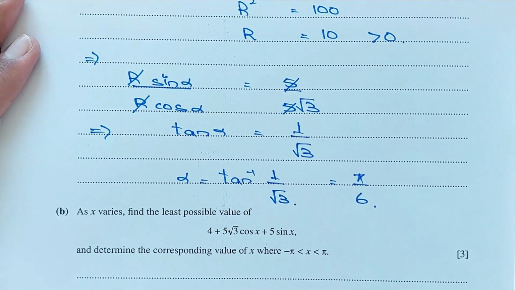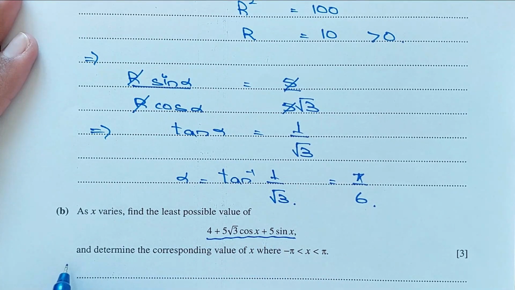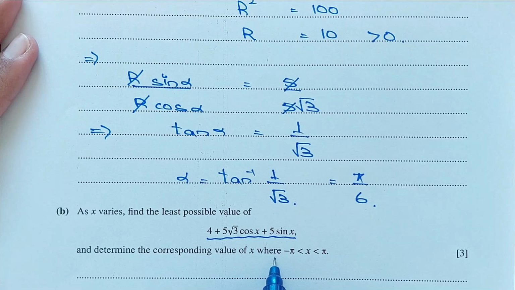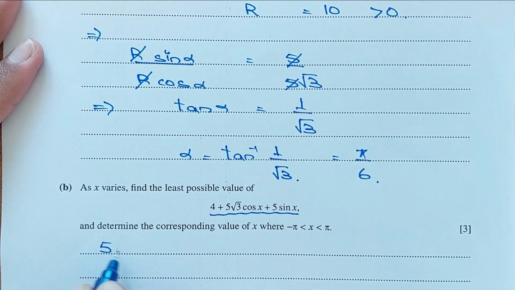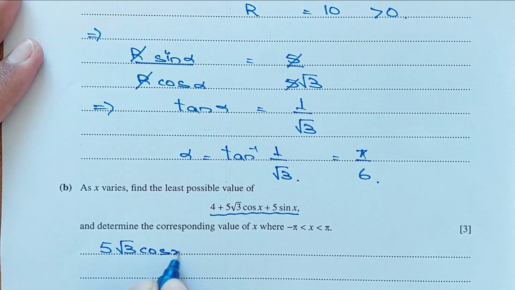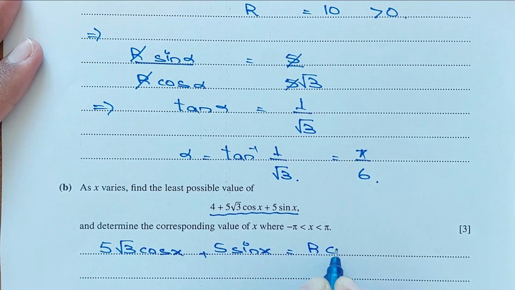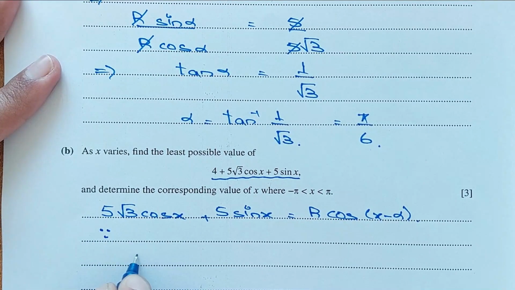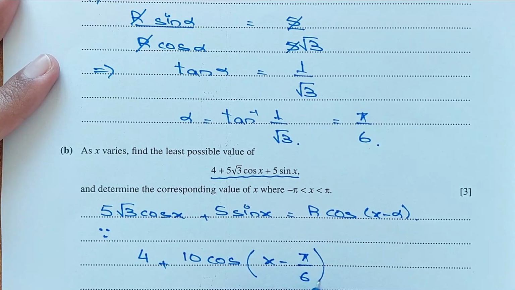Now for part B, as x varies, find the least possible value of this expression and determine the corresponding value of x, where x is between minus pi and plus pi. From part A, we know that 5 square root of 3 cos x plus 5 sin x equals r cos(x minus alpha), so we can say it is 10 cos(x minus pi by 6).